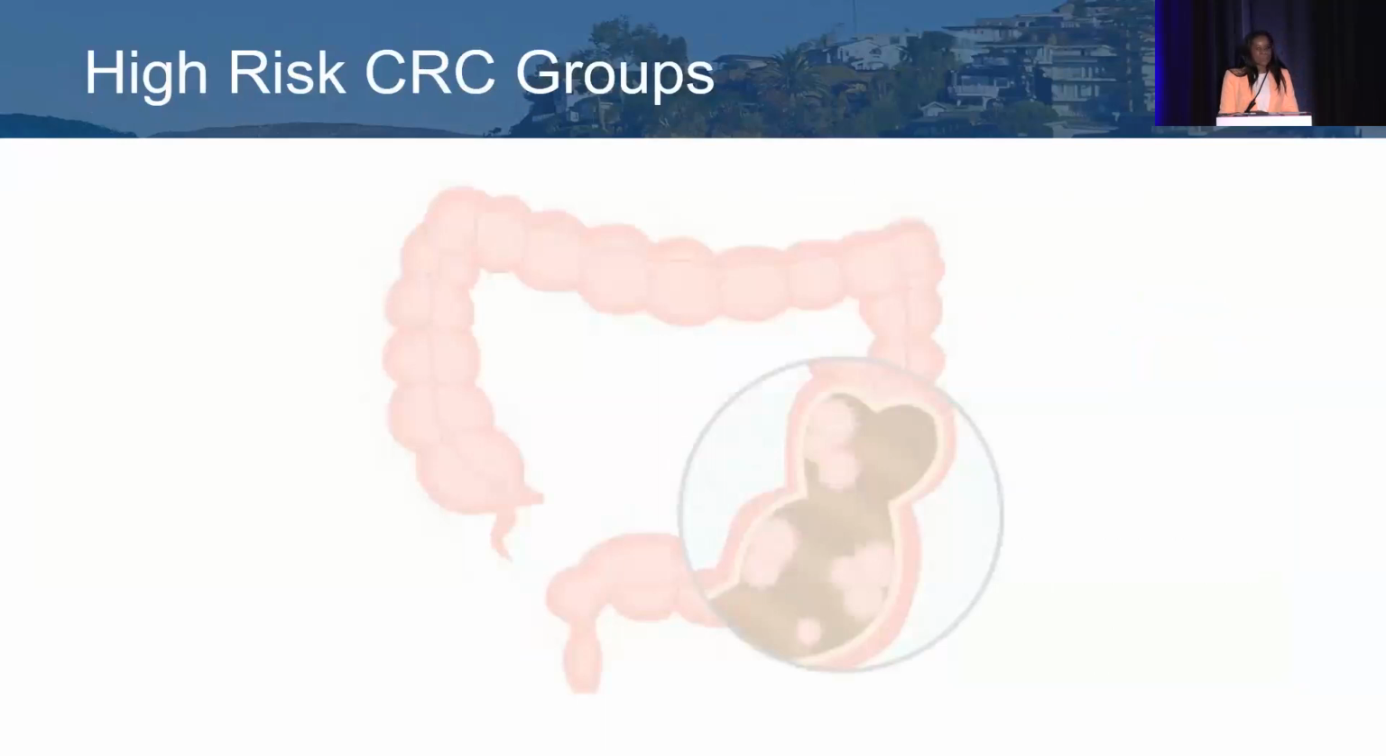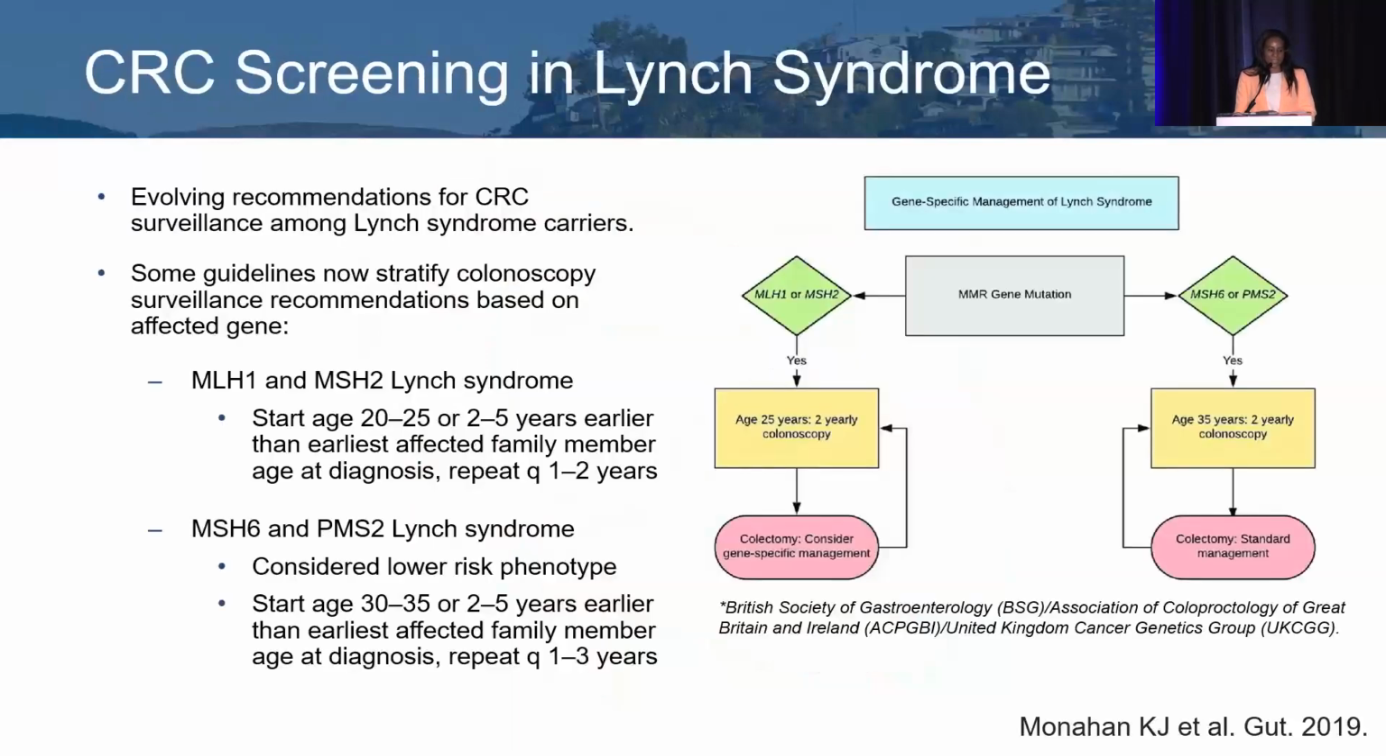At DDW as well, there was a focus on high-risk colorectal cancer populations and individuals who are more likely to develop and unfortunately die from this disease. There are evolving recommendations specifically for colorectal cancer surveillance in individuals who have Lynch syndrome. And some of the guidelines actually now stratify the guidelines for surveillance based on the affected gene. What has previously been assumed is that individuals who have MLH1 or MSH2 Lynch syndrome may be able to start screening at age 20 to 25 with surveillance every 2 to 3 years, or earlier if there's a family member that was affected earlier.